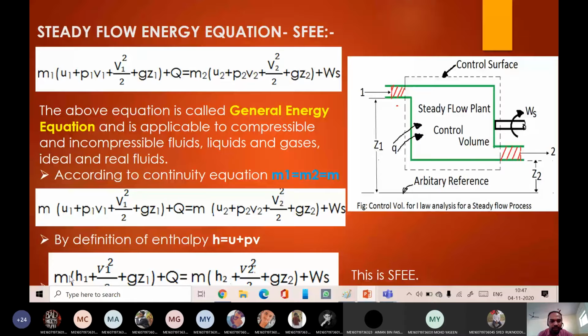So if I cancel m, what do I need to do? I need to replace capital Q by small q. If you divide by mass on both sides, there are two terms on the left hand side and two terms on the right hand side, so I can't cancel m and m directly. Suppose q and w are absent, then I can cancel m. Otherwise, I need to divide both the left hand terms and right hand terms by the mass. If I divide the left hand terms by mass, this m will be cancelled and Q by m becomes small q, that is the specific heat. Similarly, Ws by m becomes small w, that is the specific work.